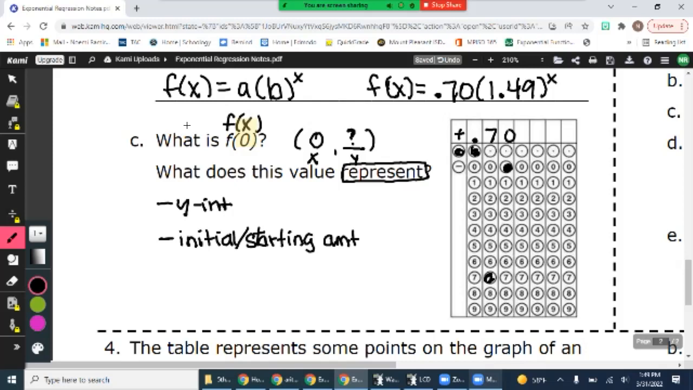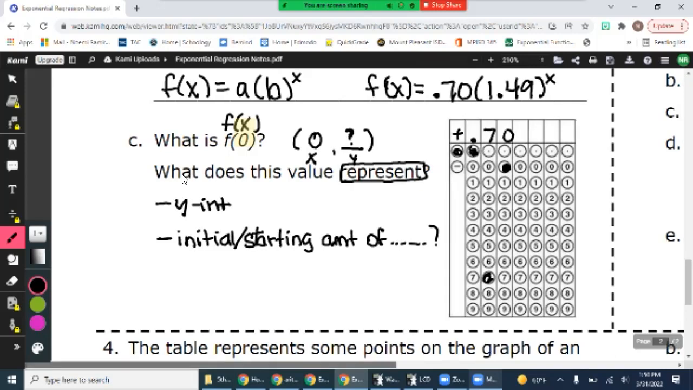So starting amount. If you actually have a description, like the first example where we were talking about bacteria, you need to say starting amount of what? You need to be specific. If you look at the table for this example, it doesn't have titles, so we don't even know what the numbers mean. Numbers are just numbers until you give them a meaning, and there's no meaning behind this one.